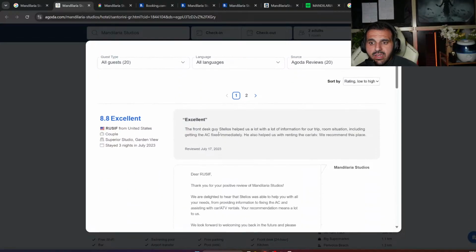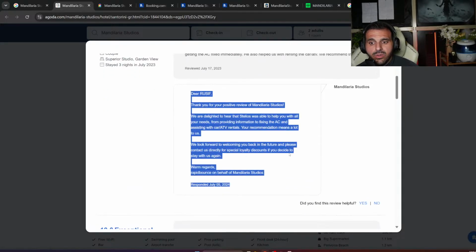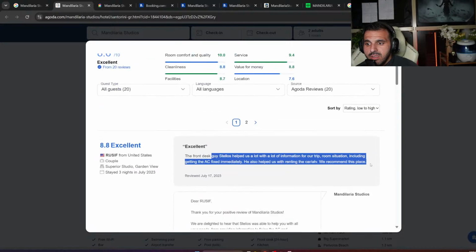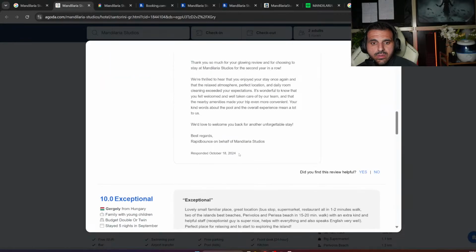The front desk guy, Stilos, helped us. Named over here. They named someone over here, and they're even replying on Agoda. That's actually good. We recommend this place. Like, this is literally the lowest.